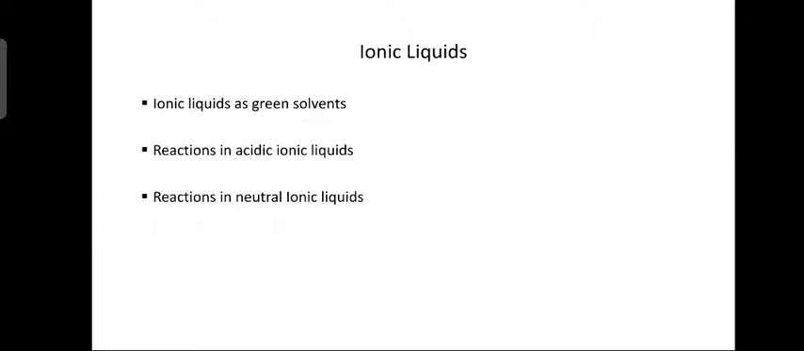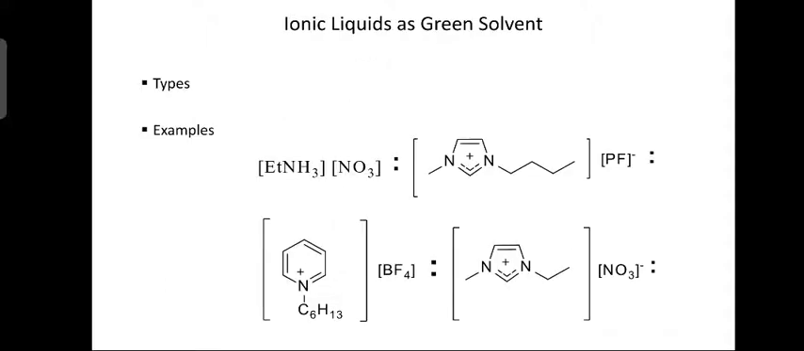Now let us see ionic liquids. In this we are going to study ionic liquids as green solvents, reactions in acidic ionic liquids, and reactions in neutral ionic liquids. Let us consider now ionic liquids as green solvents. In this, we are going to learn the different types and examples of ionic liquids.